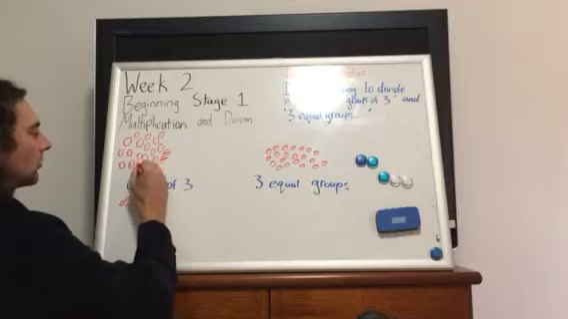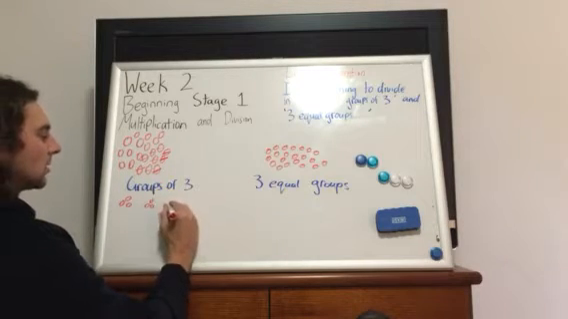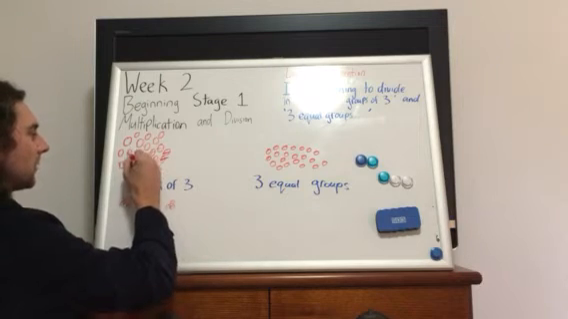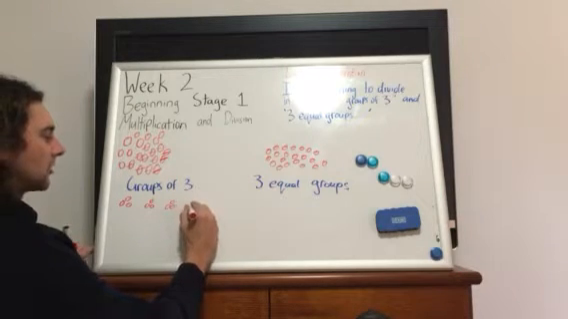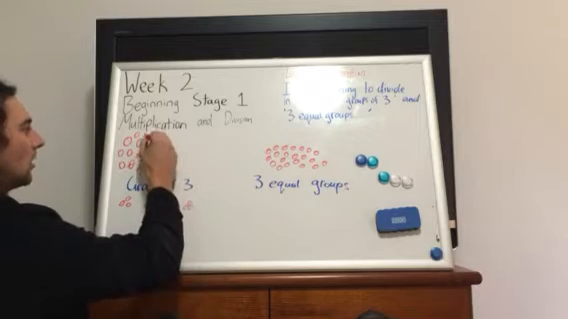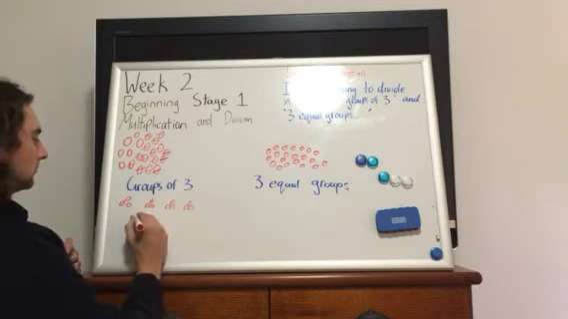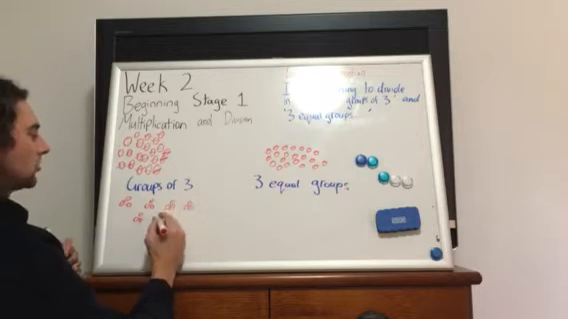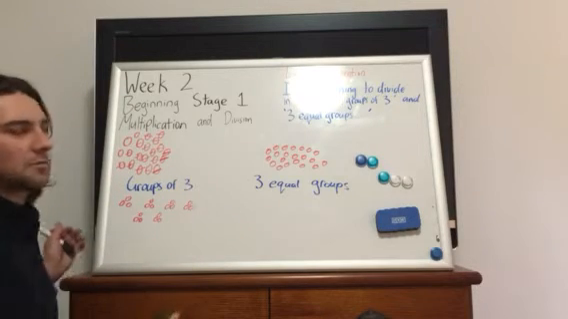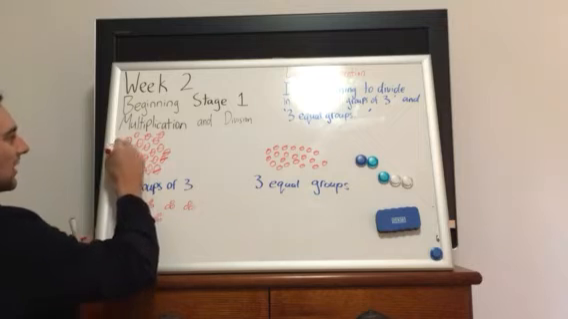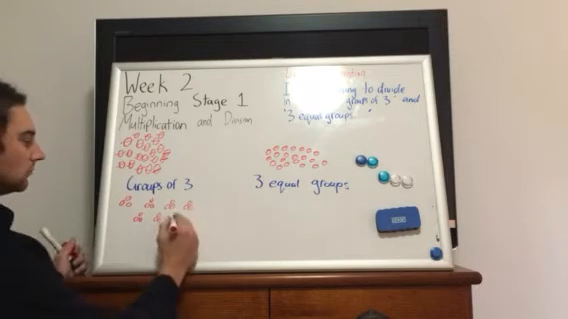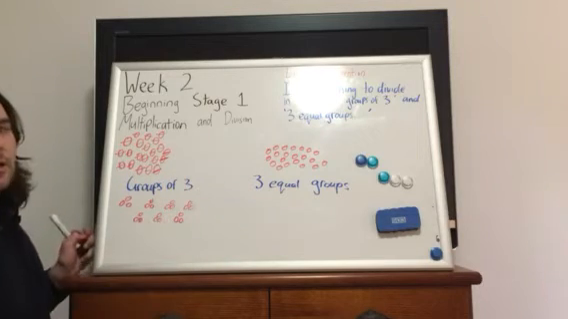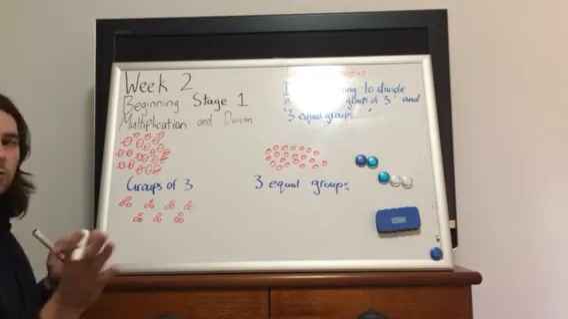The reason why I cross them out is so that I don't count them again. Sometimes you'll find if you miscount them, you'll have some left over and you'll get the wrong answer. I always liked to cross them out as I use them, as I put them into a group. So I know I'm making groups of 3, so I can cross out 3 in a row. Now, if I'm making groups of 3, how many groups do I have?